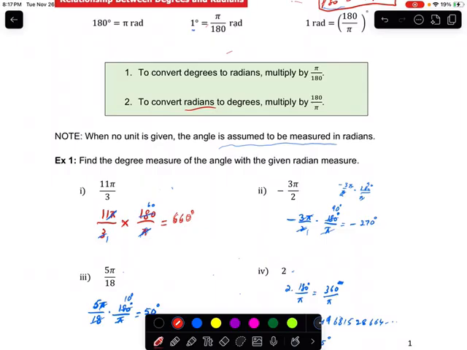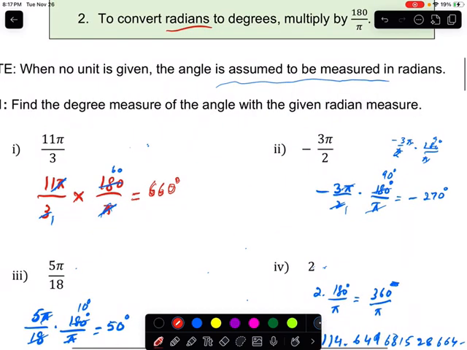So example 1, find the degree measure of the angle with the given radian measure. We are given these angles and we have to convert them into degree measure. The first one is 11 pi over 3. We multiply 11 pi over 3 by 180 over pi. Pi and pi cancel out. 3 goes into 180 60 times, so I end up getting 11 times 60, which is 660 degrees.